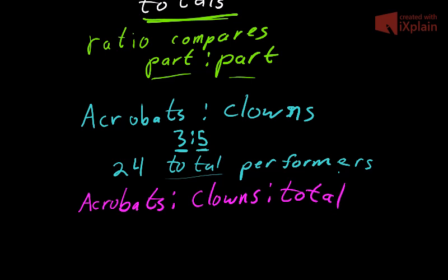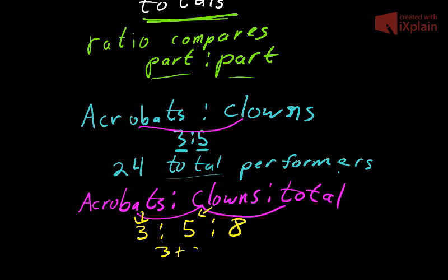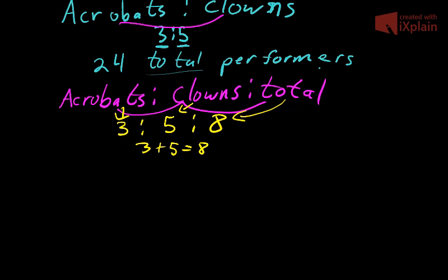So we are just adding on to our ratio a little bit. Now instead of being a 2-part ratio like we had here, we're going to have a 3-part ratio, and that is entirely okay. So the question is, if we have 3 acrobats to 5 clowns, how many total performers do we have? And the answer to that is 3 plus 5 is 8. So the total number in this ratio would be 8. So now that we have that, we know that we need to end up with 24 total performers.